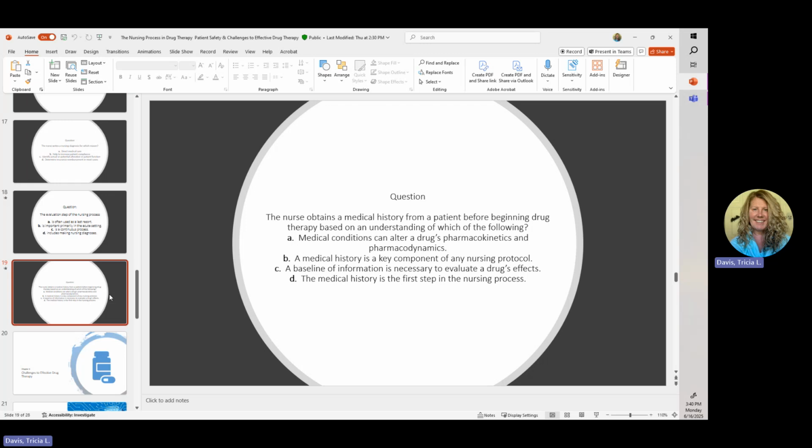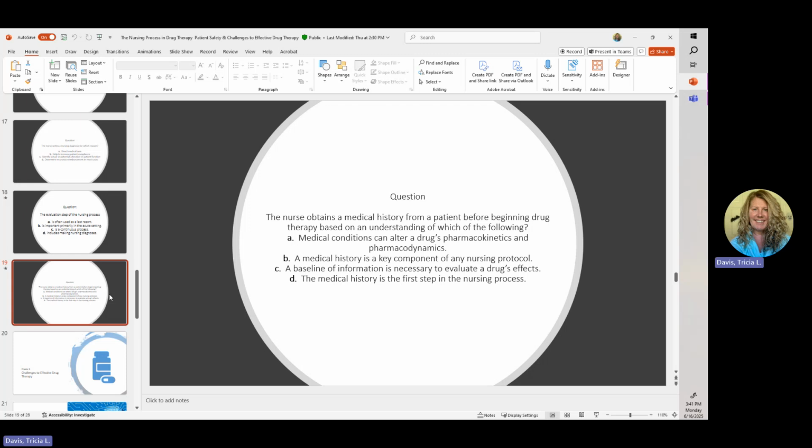And our last question. A nurse obtains a medical history from a patient before beginning drug therapy based on an understanding of which of the following? A, medical conditions can alter a drug's pharmacokinetics and pharmacodynamics. B, a medical history is a key component of any nursing protocol. C, is a baseline of information necessary to evaluate a drug's effect. Or D, the medical history is the first step in the nursing process.